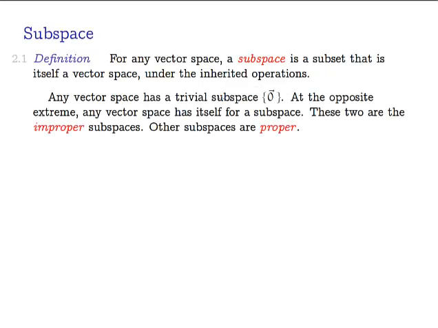Now, any vector space has a trivial subspace, which is the zero vector. We've already talked about how the zero vector is a vector space in itself. At the opposite extreme, any vector space is itself a subspace. These two are called improper subspaces. The other subspaces are proper.